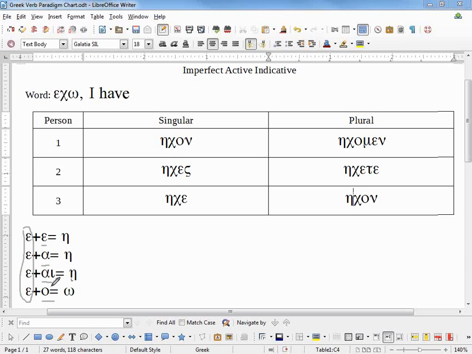When you have a verb that begins with the diphthong alpha iota, that augment with it becomes an eta with an iota subscript. And then finally, when you have a verb that begins with an omicron with an augment in front of it, it becomes an omega. So whenever you have verbs that begin with these vowels, that augment technically lengthens it, and that's what it lengthens to: etas or an omega.